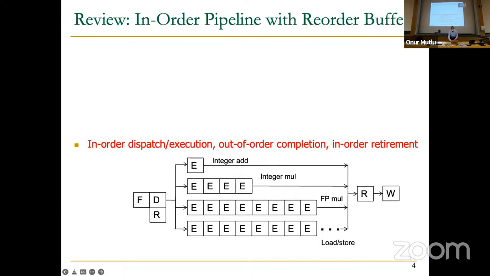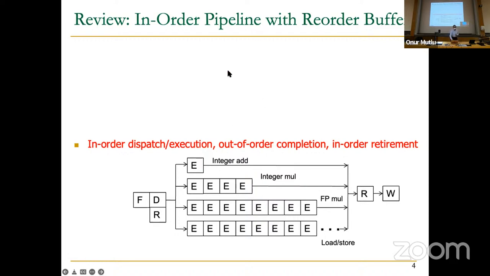But today, let's jump into out-of-order execution. But before jumping into that, this is what we covered last time, right? We built an in-order pipeline. We had multi-cycle execution, meaning different instructions can go through different parts of the pipeline with different latencies. Here you see addition, multiplication, floating point multiplication, load store. That's just an example, right?